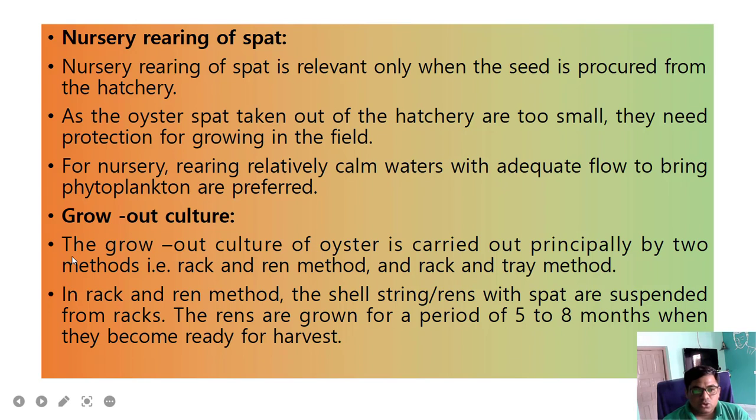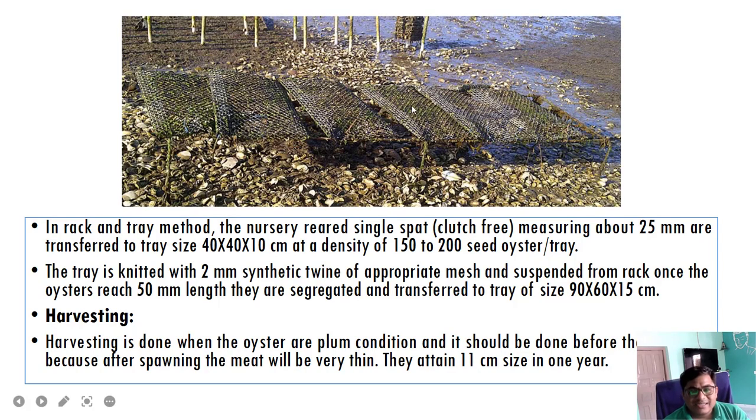Okay, then the grow-out culture, how we grow the oyster. The grow-out culture of oyster is carried out principally by two methods, that is the rack and rain method and the rack and tray method. In the rack and rain method, the shell strings or the rains with the spat are suspended from racks and the rains are grown for a period of 5 to 8 months, when they become ready for harvest. So see, this is the rack.